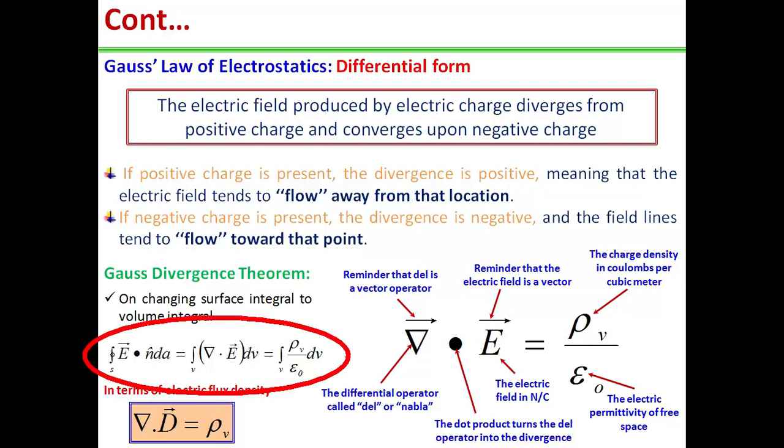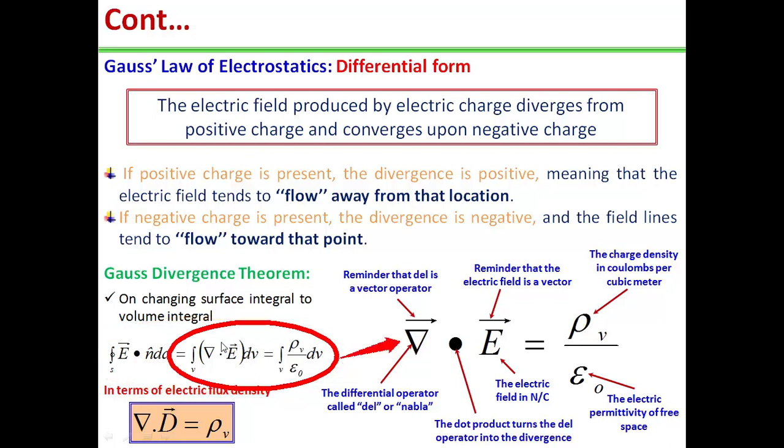According to the divergence theorem, we know that it is used to convert a surface integral into a volume integral. So we have already defined the electric field lines passing through a closed surface, that is the surface integral of E dot n dA. Now we want to change this surface integral into a volume integral. So according to the divergence theorem, this surface integral can be converted into the volume integral of the divergence of the field, and it is equal to the volume integral of rho_v by epsilon naught dv.